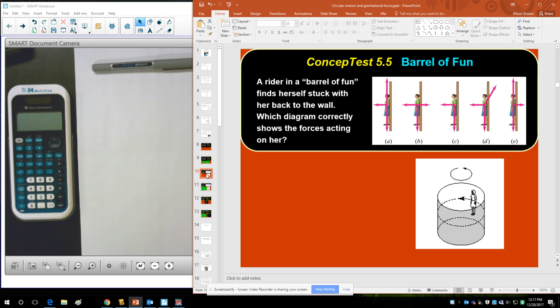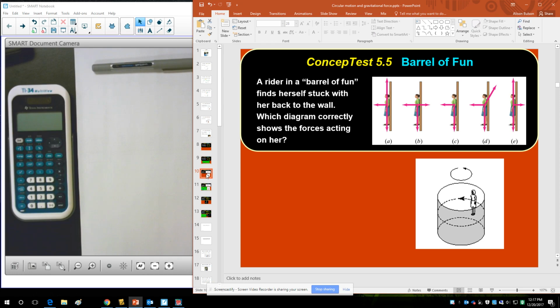A rider in A Barrel of Fun finds herself stuck with her back to the wall. I think this question only makes sense if you've ridden on one of these carnival rides. But you go in a circle in a tube and you sort of stick to the wall, the floor drops out from below you and you don't fall. So which diagram correctly shows the forces acting on this person?